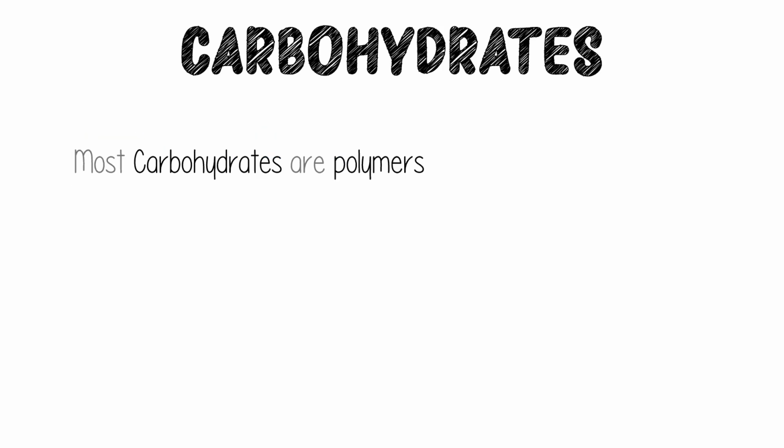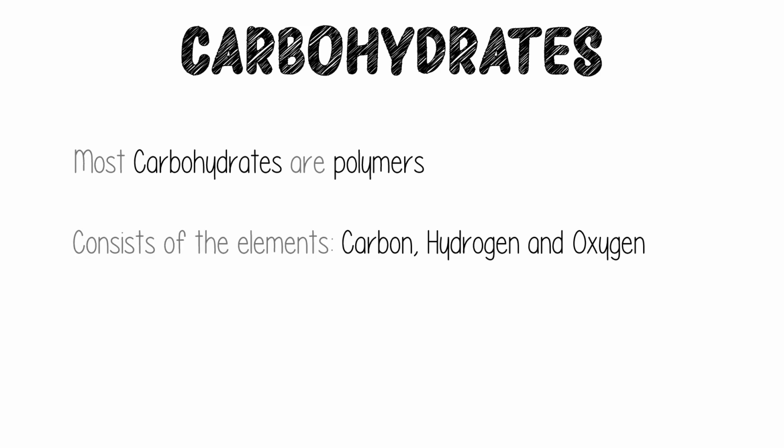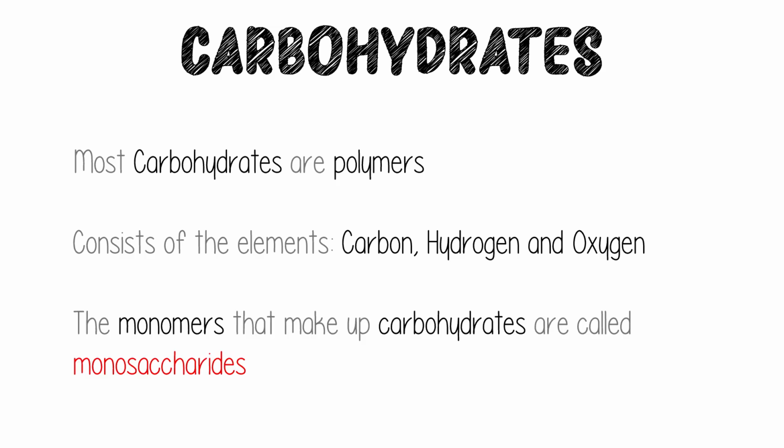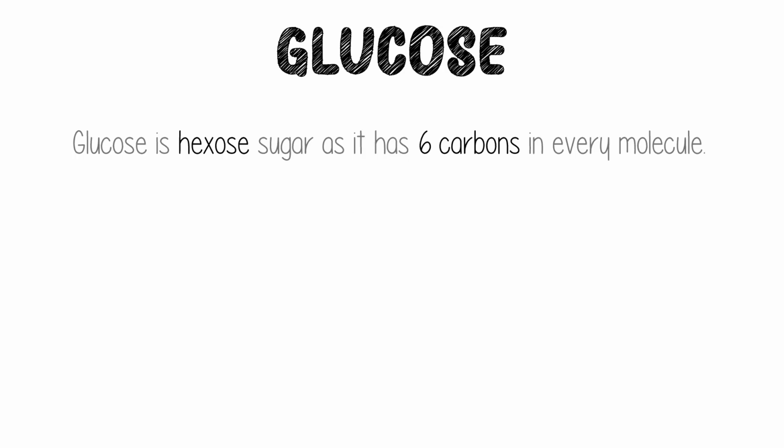Most carbohydrates are polymers. They consist of the elements carbon, hydrogen, and oxygen. The monomers that make up carbohydrates are called monosaccharides. Glucose is a hexose sugar as it has 6 carbons in every molecule.